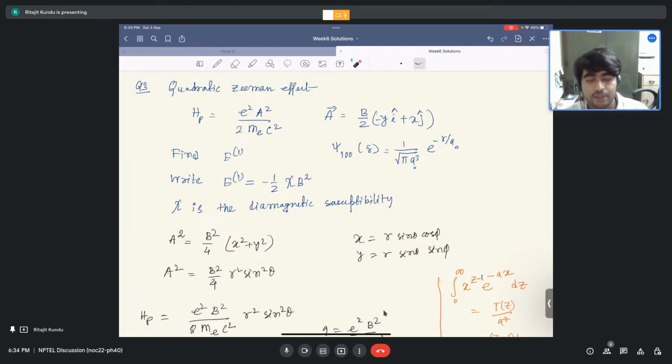This A here is the vector potential, which is there because of a constant magnetic field. That's the Zeeman effect, right? There is a constant magnetic field in the background, and you introduce vector potentials in your Hamiltonian, and that's how the system couples with the external magnetic field. Now the coupling is square in our case.